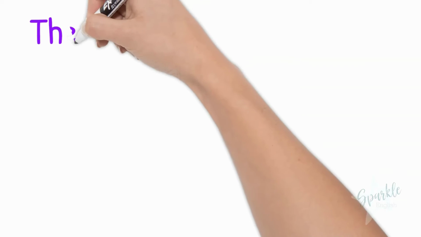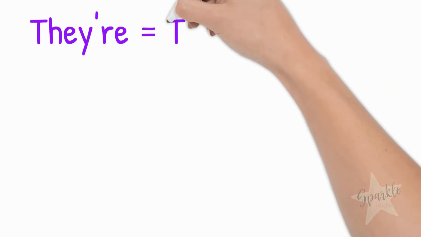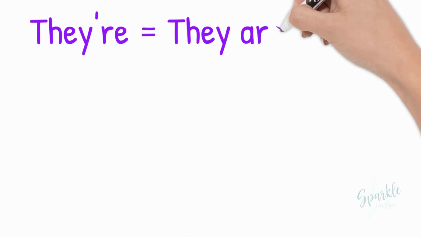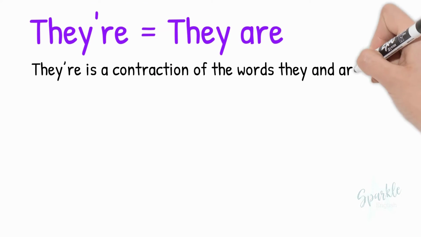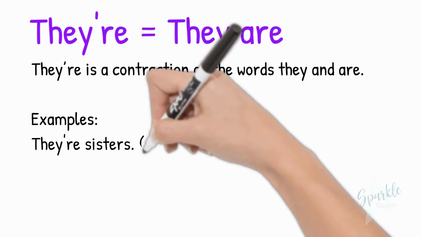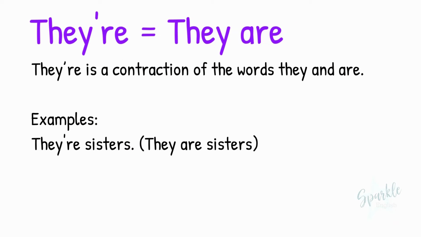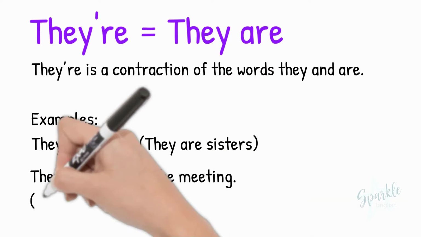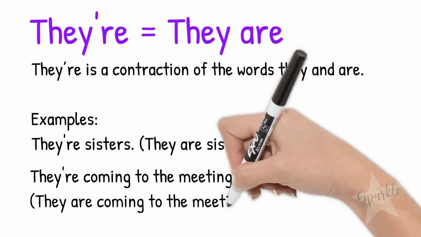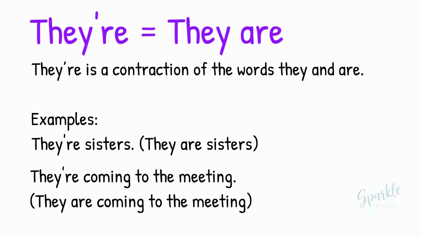They're, spelled T-H-E-Y-apostrophe-R-E, is a contraction of the words they and are. Examples: They're sisters, which is the same as saying they are sisters. They're coming to the meeting. They are coming to the meeting.